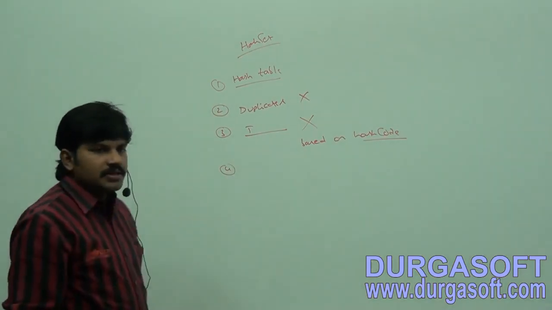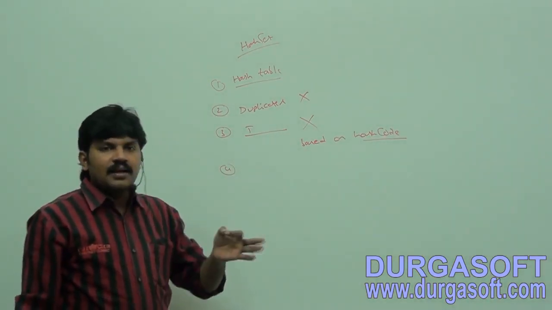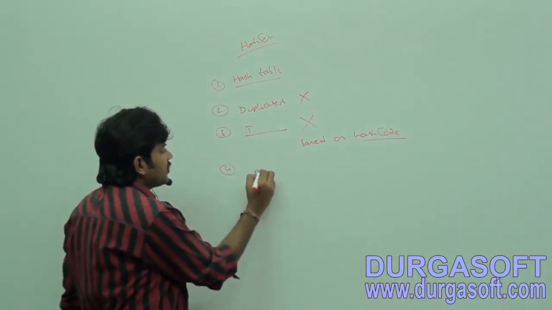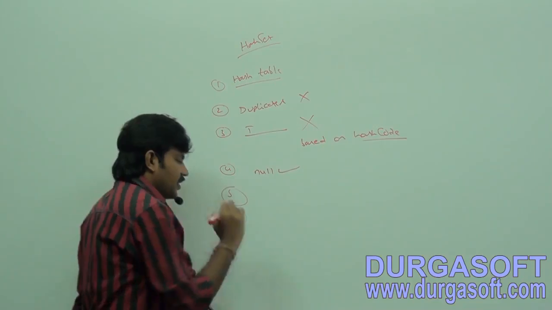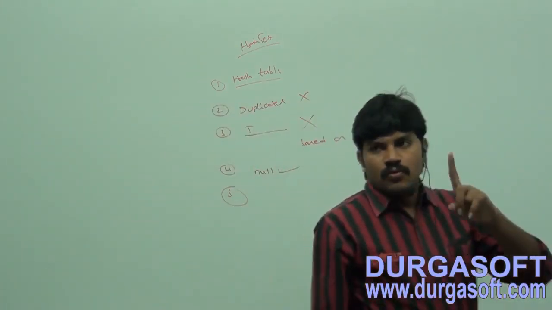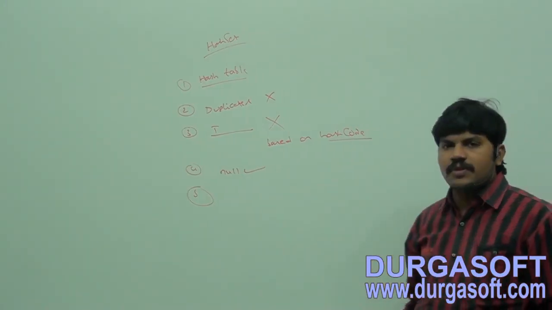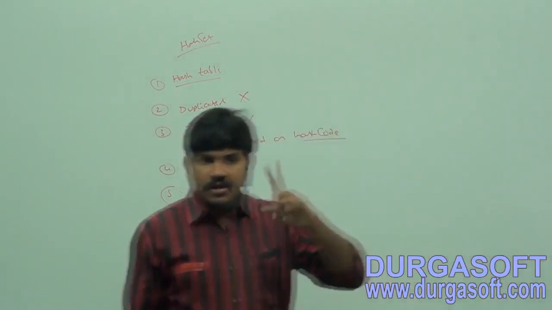Okay, next, sir, is null insertion possible or not? Happily we can insert a null, there is no problem at all. But how many times can we insert null? Only one, because duplicates are allowed or not allowed? Not allowed. That's why null insertion is possible, but how many times we can add it is nothing but only one.